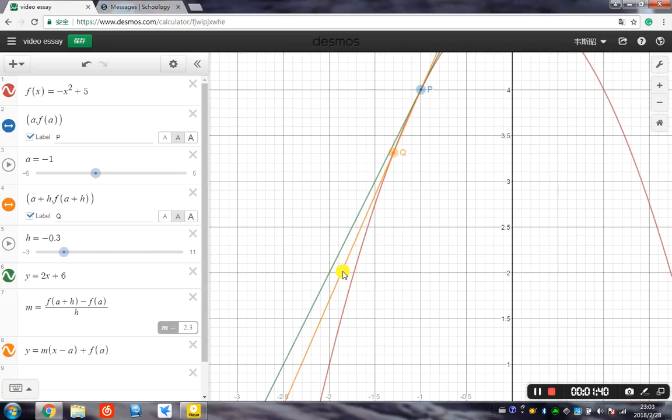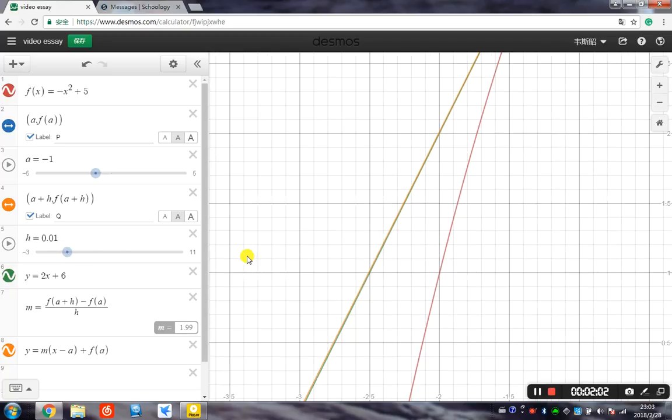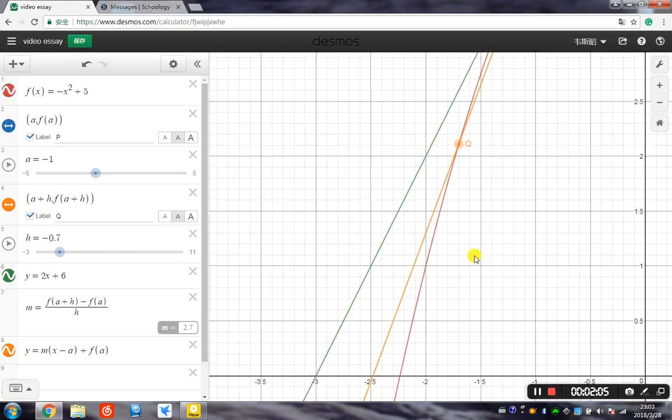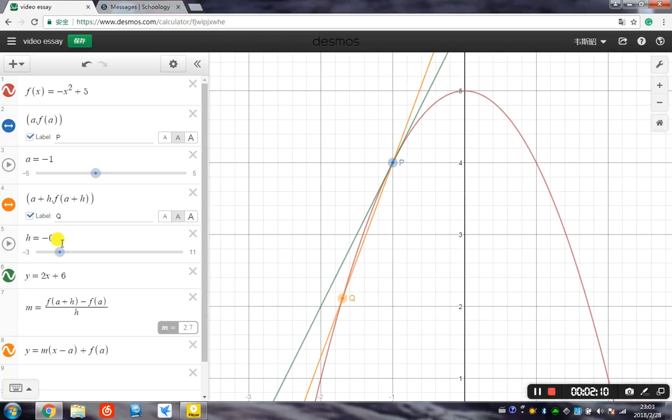And here, if we look at these two lines, the green line and the orange line, the tangent line and the secant line, and we change the h value to make it approach 0, you can see these two lines are getting closer and closer. From that we can see that if we make the h value approach 0, the secant and the tangent are going to get closer and closer.